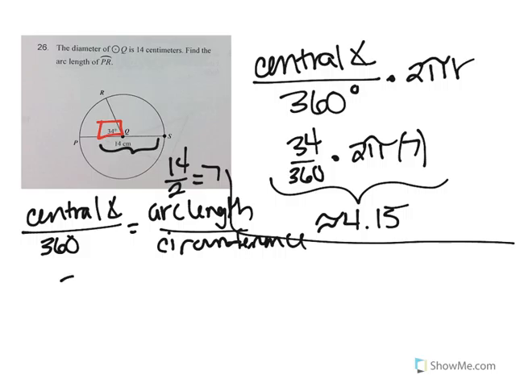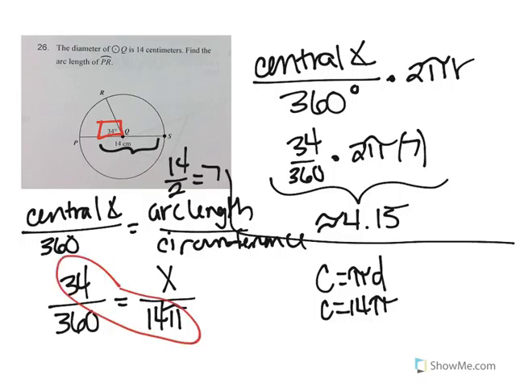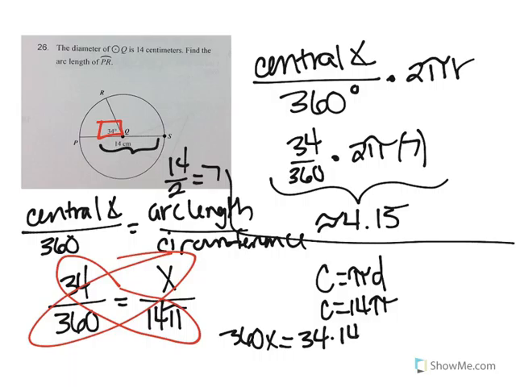Okay, so our central angle is 34 over 360. We don't know our arc length, so we're going to let that be x, and the circumference, we can find that by pi times diameter, which our circumference is 14 pi. And we can set that on the bottom. By normal cross multiplying, we can set up an equation of 360x is equal to 34 times 14 pi, and then divide each side by 360, and you get the same answer of about 4.15.